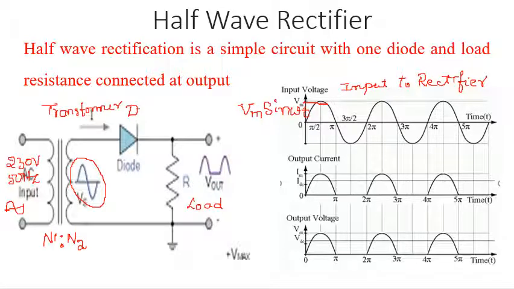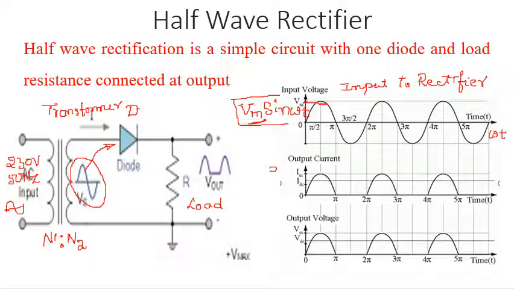The time axis is t. This is omega t, and it has a maximum value of Vm. So this sine wave is represented as Vm sine omega t. That is applied to the input of the diode. This waveform is connected to the input of the diode. So the working of this we will see with respect to this waveform.